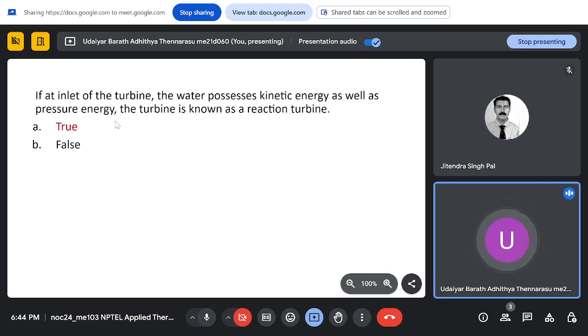In an impulse turbine, you convert the whole of the pressure energy to velocity in terms of kinetic energy, and that goes and impinges the blades, and that impulse is what drives the turbine. But as we saw in the reaction turbine, you have both pressure energy as well as kinetic energy, which is used to run a reaction turbine. So the answer is option A, true.